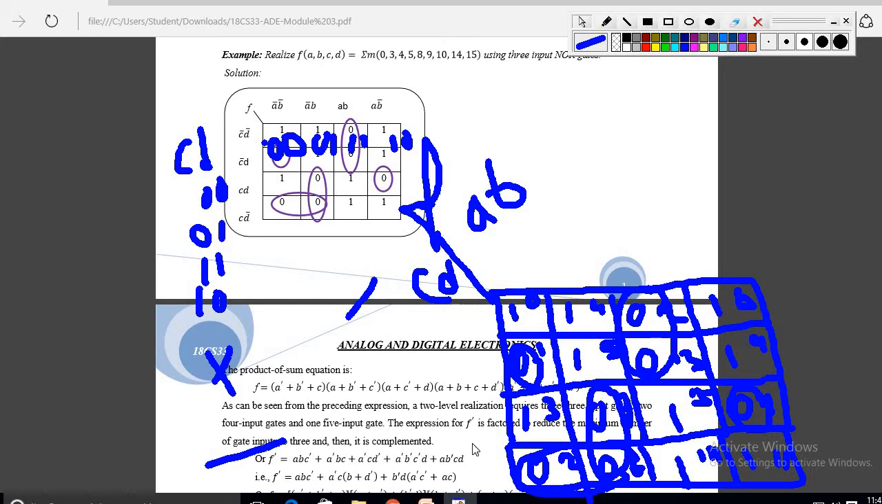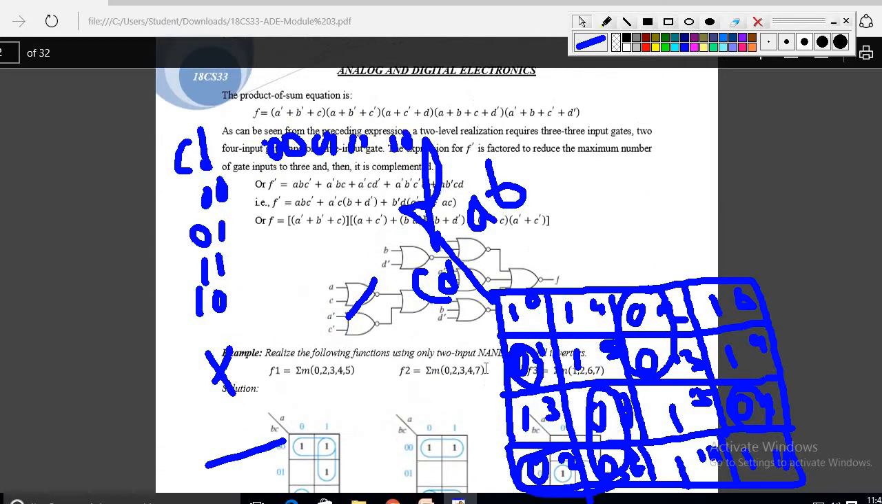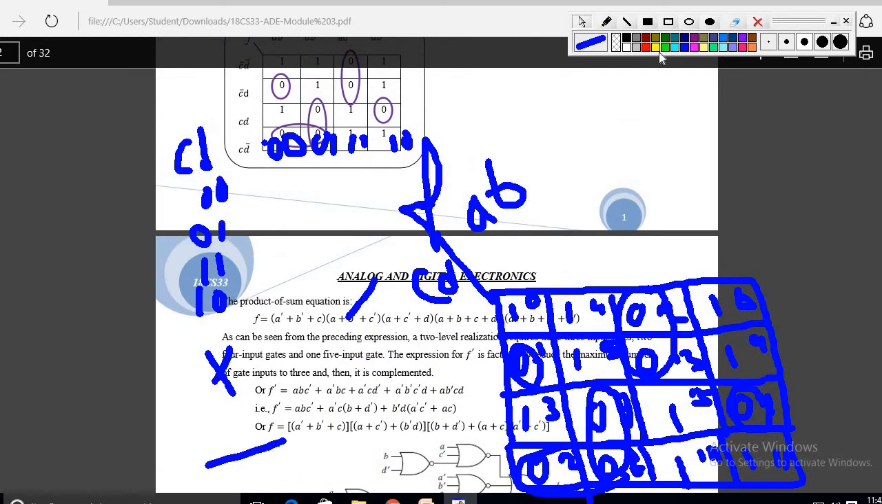Okay, after you got this expression, you have to simplify it, because what is our main intention while designing any circuit? The number of input gates we have to reduce. That is our main criteria. For that reason I am simplifying this circuit further. Is it clear? See here, okay, so I'm erasing this.